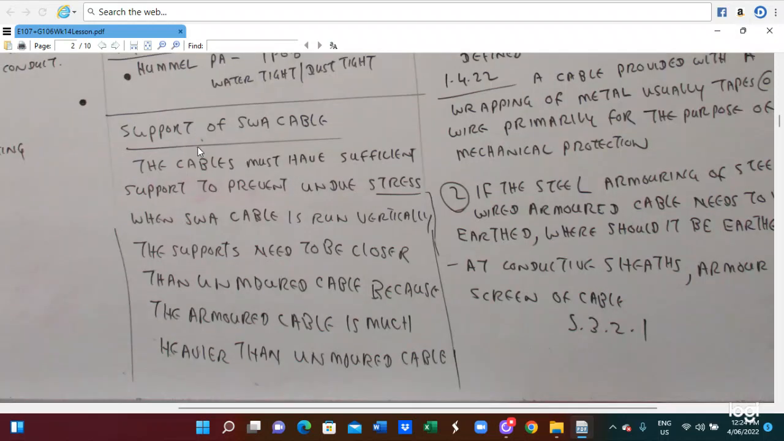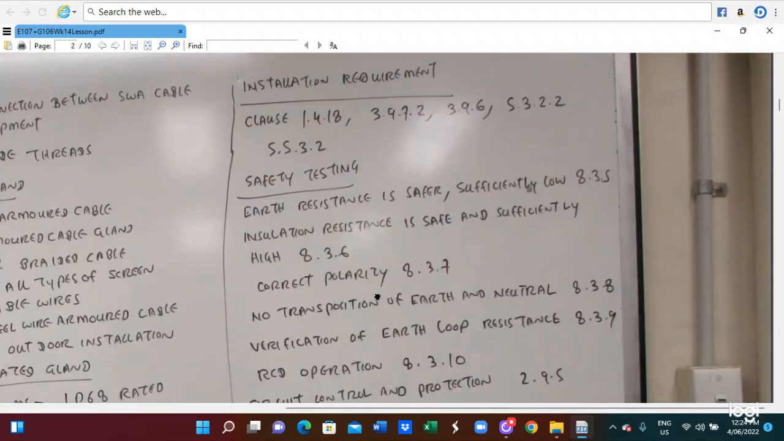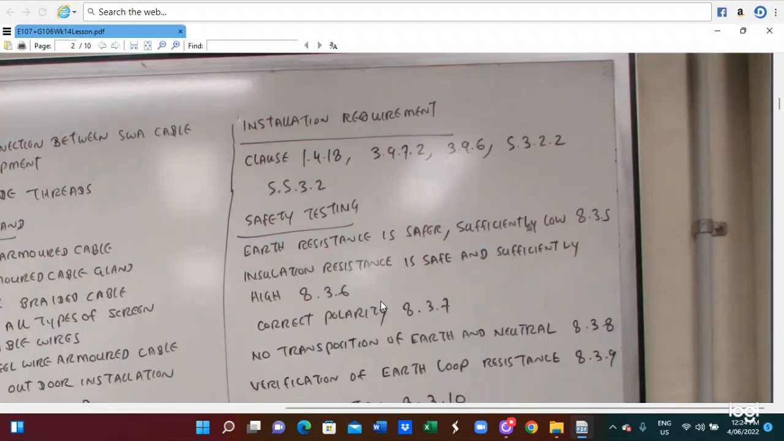We have to support the SWA cable. The cable must be sufficiently supported to prevent undue stress when the SWA is run vertically. The supports need to be closer than for unarmored cable because the armored cable is much heavier. So we use this as an installation requirement. To install the steel wire armor cable, we follow clauses 1.4.18, 3.9.7.2, 3.9.6, 5.3.2.2, and 5.3.2. This is the installation requirement.